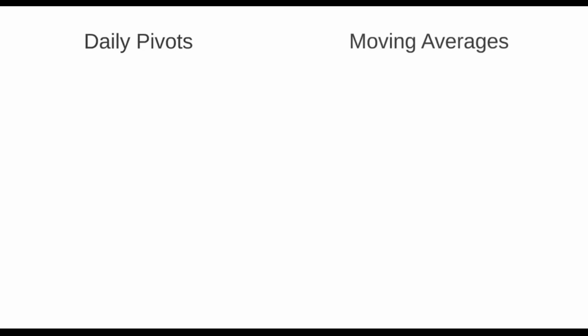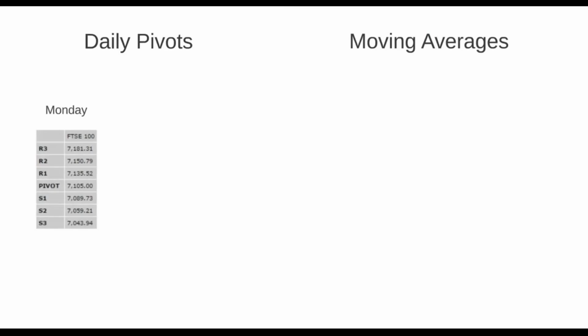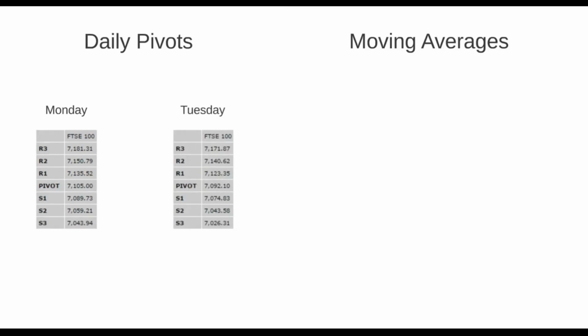I use two types of dynamic support and resistance areas as part of my trading strategy, which are daily pivots and moving averages, and these levels change regularly. Daily pivot levels are specific levels of support and resistance that change on a daily basis. So I will have a set of daily pivot levels plotted on my chart on the Monday, and then these levels will change on the Tuesday. Monday's pivot levels are now no longer of interest to me on Tuesday, as all the levels have changed.